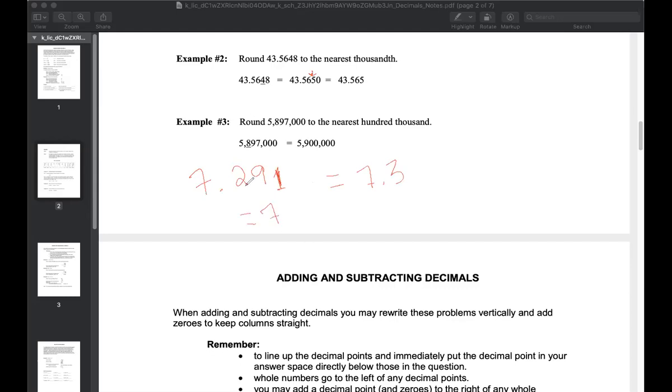If I rounded it to the nearest tenth, that would be the 2. After the 2, I have a 9, so that goes up to 7.3. We round it to the nearest 1, which is a 7. The number after that 7 is a 2, so we just keep it at 7. All right, questions on rounding and place value? Pretty straightforward, right?